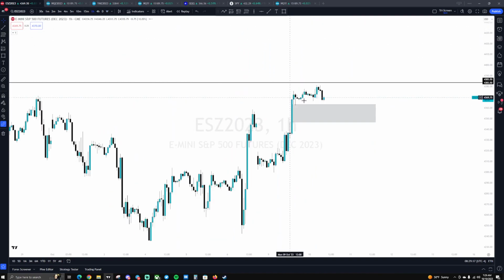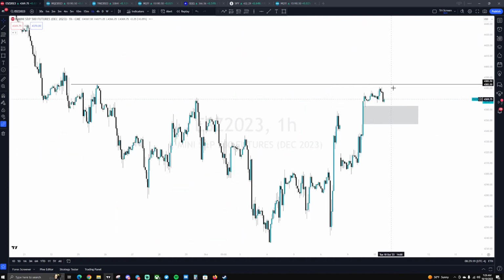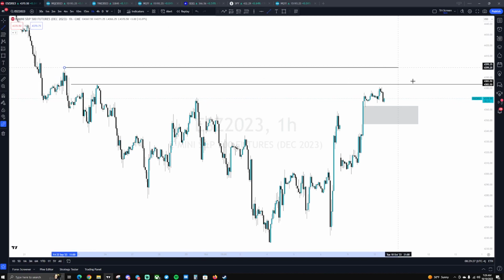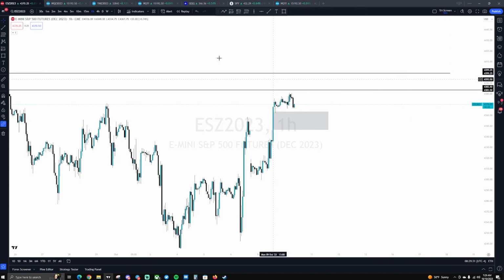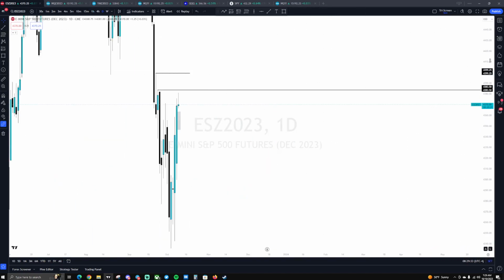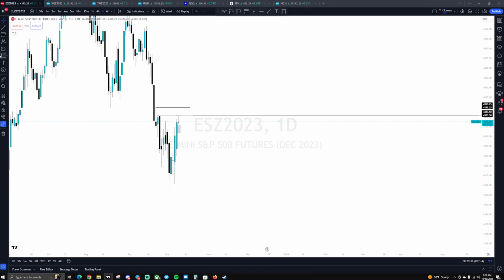And then if we have any kind of continuation higher and there's no rejection here of any kind of pullback, look for this high, 4,399.25-ish. We'll just call it 4,400, which would put ES back into this daily FVG. So it would kind of make sense to go to 4,400, so we at least tap into the daily and the weekly at the same time, and then see what kind of reaction we get from there.